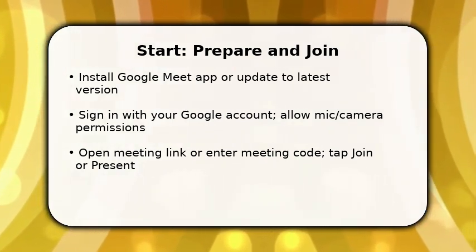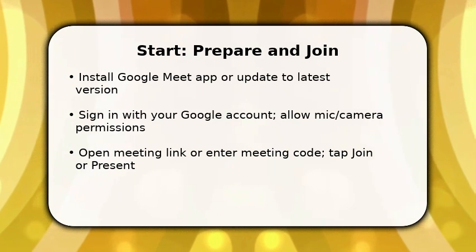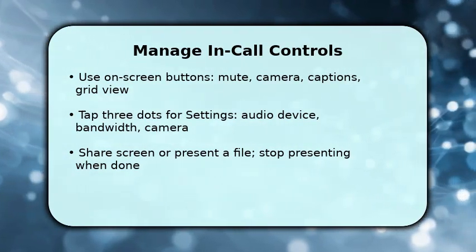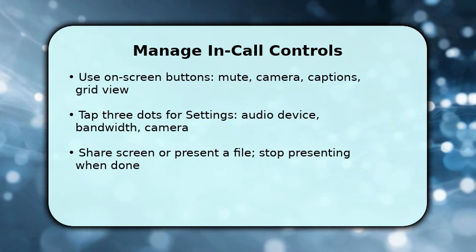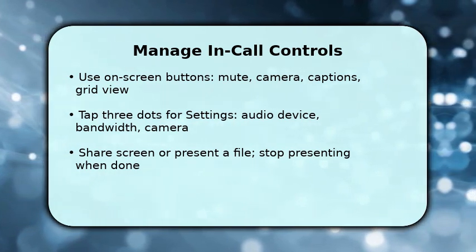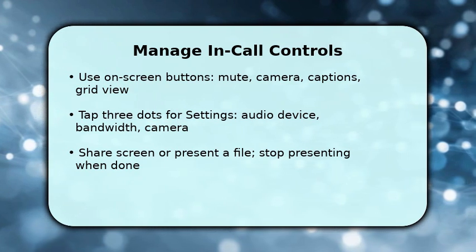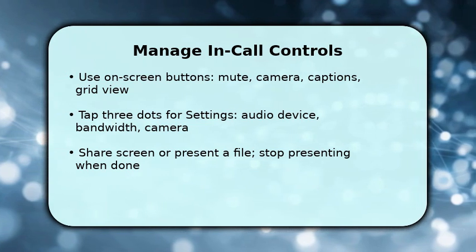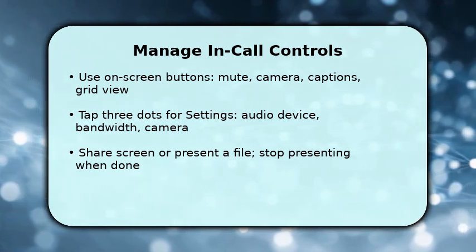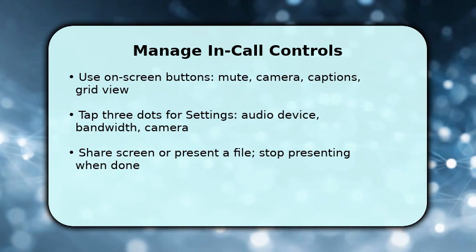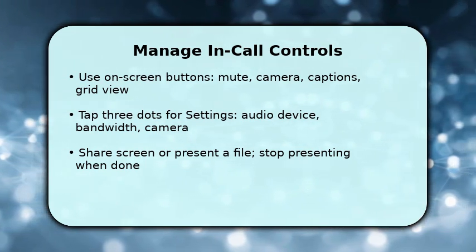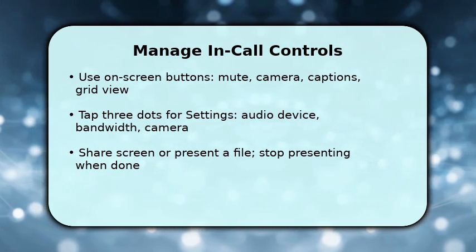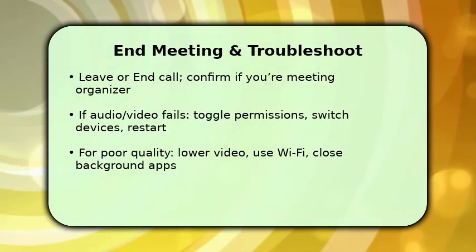Once you're in, focus on controls that keep the meeting smooth. Tap the mic and camera icons to mute or disable video quickly and enable captions if you need live text. Move to grid or pin views to prioritize participants. Tap the three dots menu to change audio output, adjust video quality to save data, or switch cameras. When presenting, choose present screen or a file and confirm. Once done, tap Stop Presenting. These actions help you to finish, tap Leave or End Call. Organizers can end for everyone if needed.